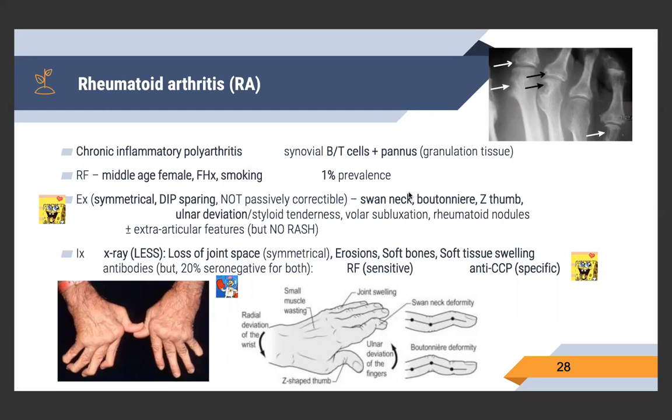On X-ray, the mnemonic is LESS. You get loss of joint space, but because it's systemic, it's symmetrical. You get erosions, and this is a big thing in connective tissue diseases. You can see soft bone if there's osteopenia, and you can see soft tissue swellings.